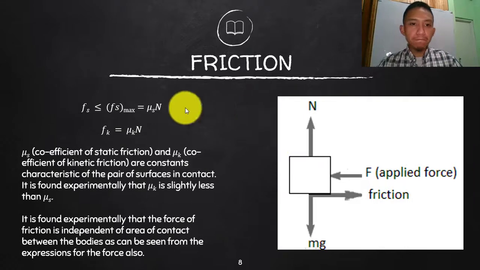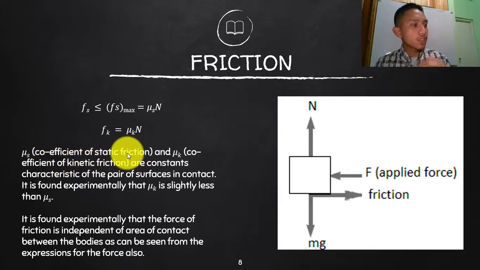Okay, so here you have the equations. If you are solving the static force, that is just equal to mu, we call this one red mu. That is the coefficient of static friction. That is what I was saying a while ago.